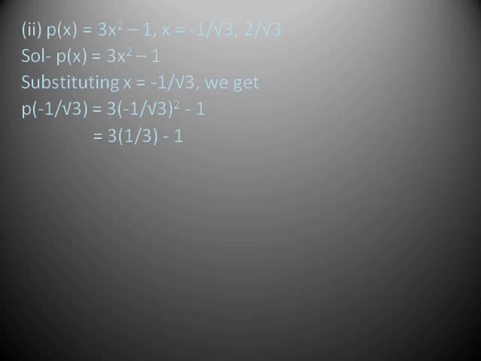We know that in 3 multiplied by 1 by 3, the 3 will be cancelled, so 1 will be left. So 1 minus 1 gives 0. Therefore p(minus 1 by root 3) is 0.